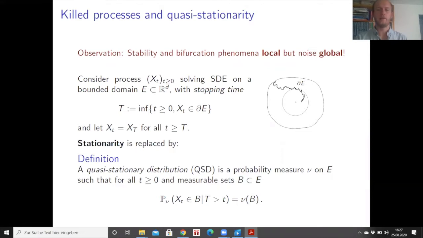And the question is now, can we use this also, as we used some ideas of stationarity and ergodicity to compute Lyapunov exponents in the original case? Can we also do this now for this kind of killed setup?